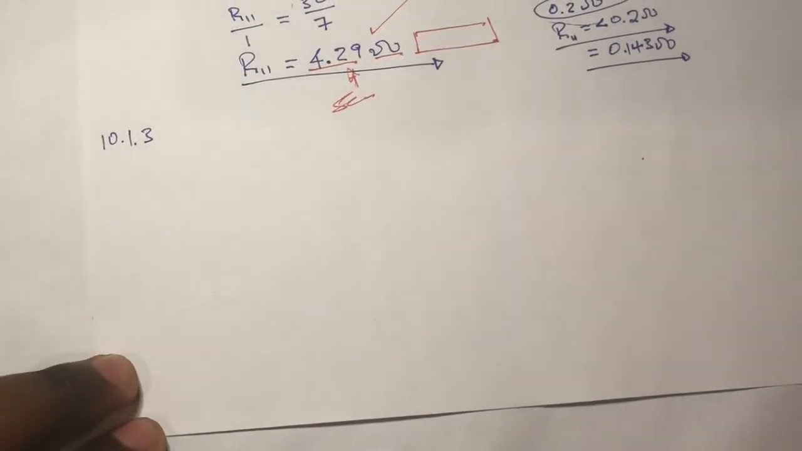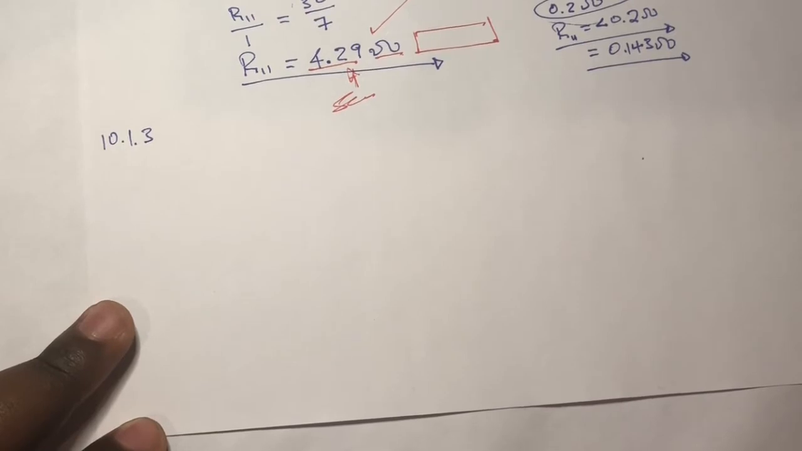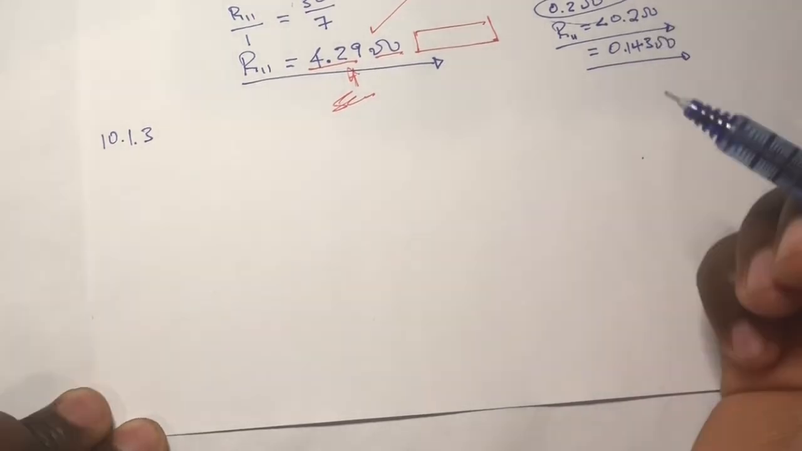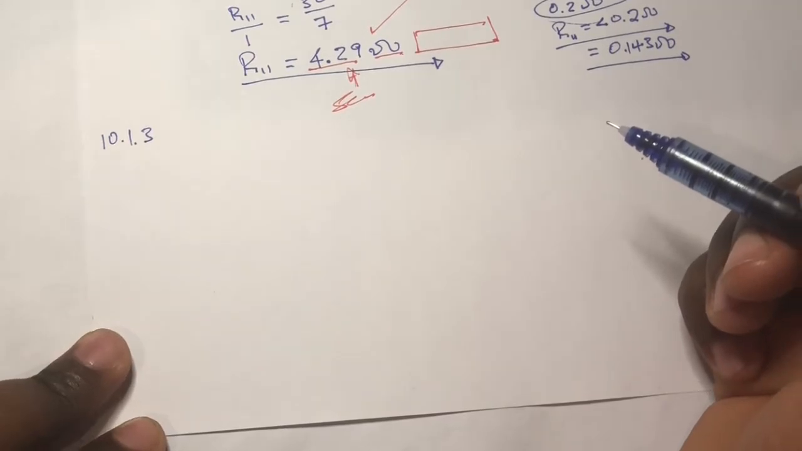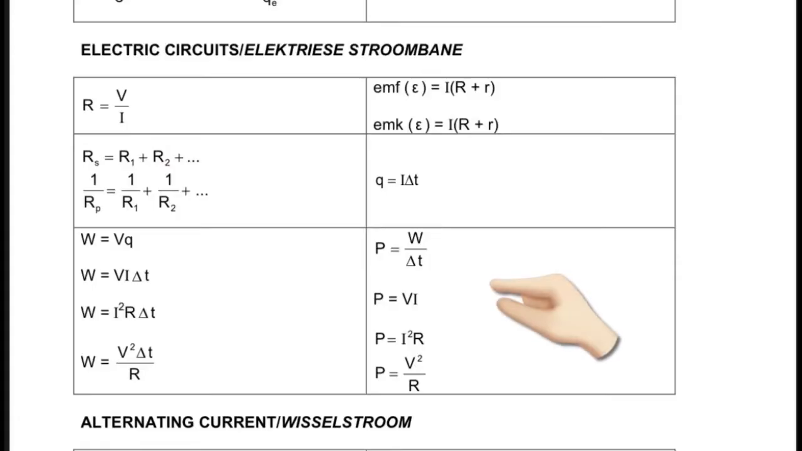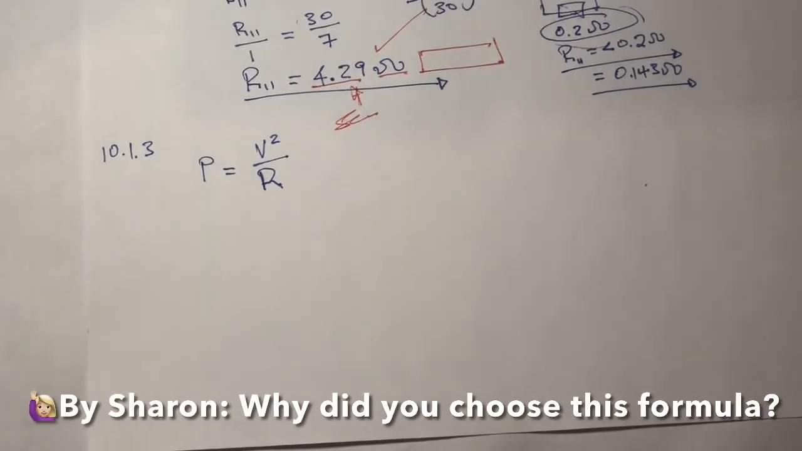So now we're moving to 10.1.3. So remember, if you can check on the formula sheet, we've got a formula for calculating power, which is P is equal to V squared over R. Okay, a good question asked.